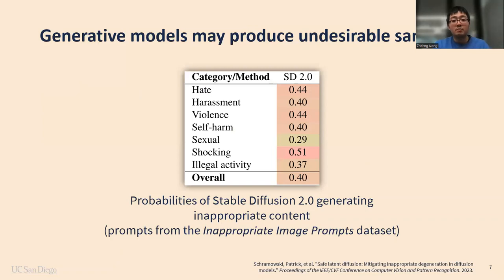This chart shows the probability that Stable Diffusion 2 generates inappropriate content if you select prompts from a special data set containing a bunch of inappropriate prompts. As you can see, the probability of generating all these different contents is pretty large. And given that the model is now accessible to almost everyone, it can have a huge social impact.